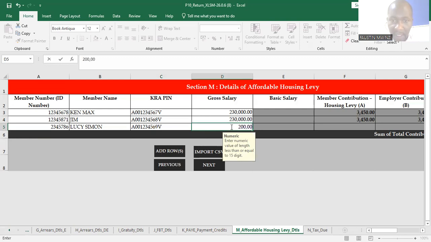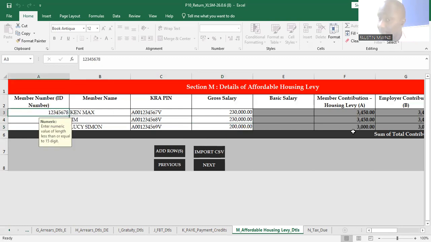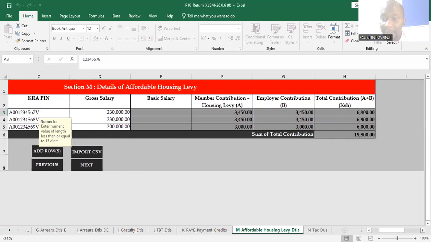Now with 200,000, you can see with your naked eye that 1.5% of 200,000 is actually 3,000. So persons with disabilities are not exempted from housing levy. So it becomes 300,000. Now, because of this housing levy, and it's on every employee, even those employees with salaries that are below the taxable threshold of 24,000 shillings, you need to capture them and they'll be picked in that sheet. So we have the total contribution towards housing levy.